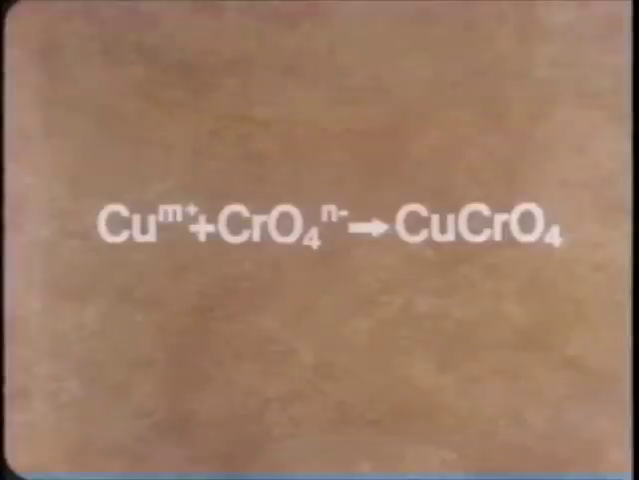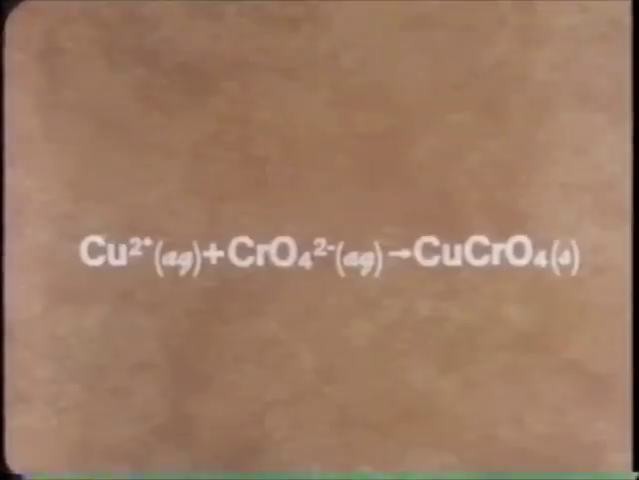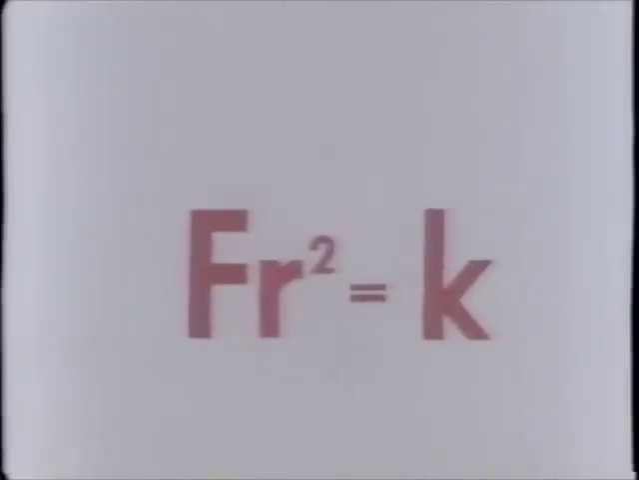Copper chromate forms when copper ions and chromate ions come together. Analysis gives CuCrO4 as the formula. One copper has combined with one chromate, so the ionic charges must be the same. Analysis shows 2 plus and 2 minus as the charges. To understand the precipitation of CuCrO4, keep in mind our previous equation.